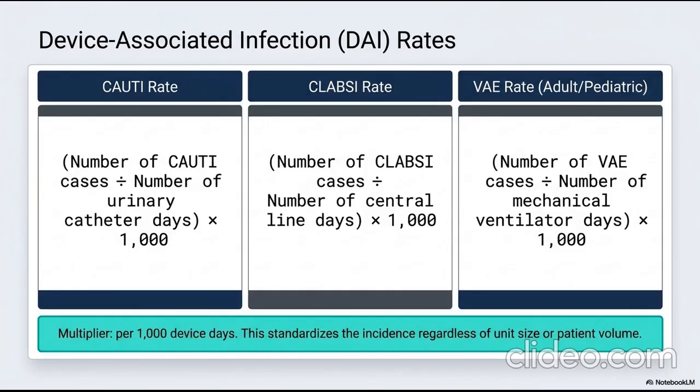Slide 10. Procedure-associated infection rate. Surgical site infection, SSI, rates are calculated differently. Unlike devices with ongoing exposure, surgeries are discrete, single events. Therefore, the SSI rate is calculated as number of cases divided by number of surgeries done, times 100. This expresses the prevalence as a percentage of operations performed.